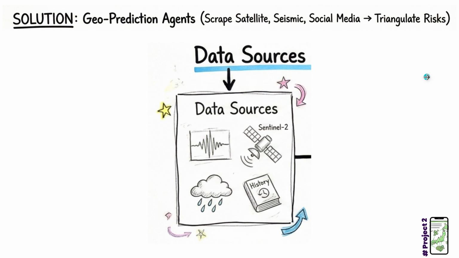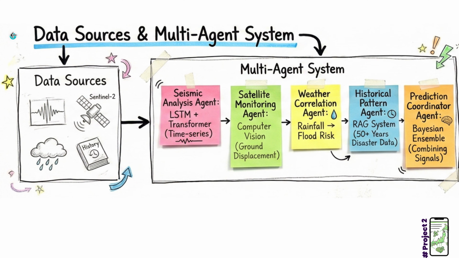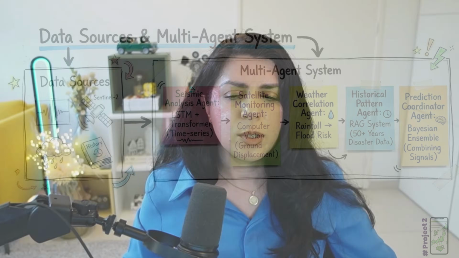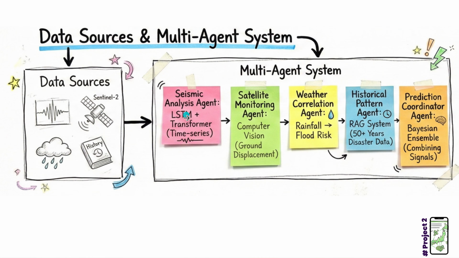In this project, the data sources are extremely valuable: satellite, seismic, and social media. All of those give us the risks. If we look at the agent system that we can build, we use that data to do some analysis. And this data is basically time series. I will show you in another project how we can solve time series problems with LLMs, but we could also use LSTMs. We look at the seismic data, and then we can use some satellite monitoring agents.